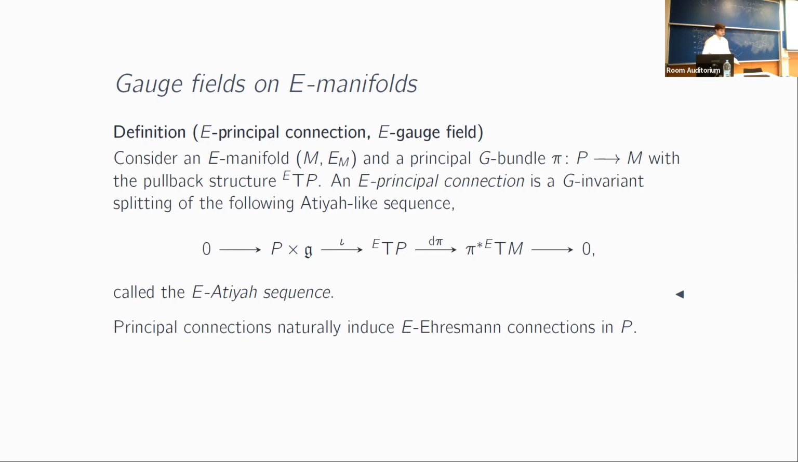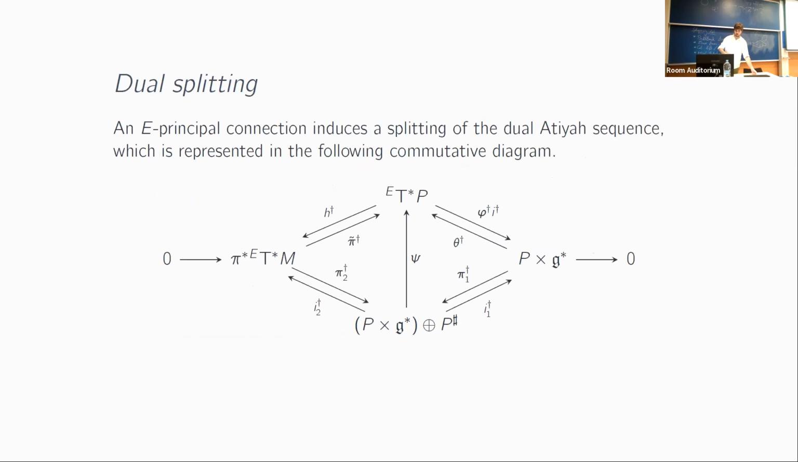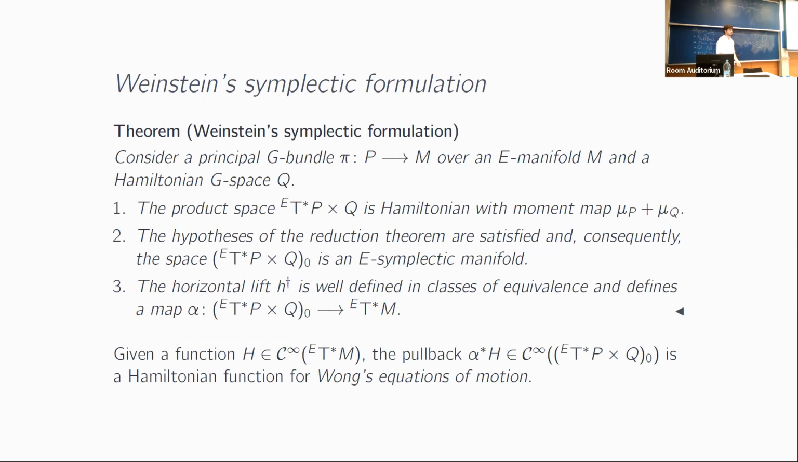And with this, we basically have this piece of the diagram, because using local normal coordinates, we can show that there exists a version of the splitting lemma for E-manifolds with considering the pullback structure. So now we are interested in the dual splitting, and in particular in the dual of the horizontal lift, which will be the one giving us this map to pullback. And then we can generalize Weinstein's symplectic formulation of Wong's equations in gauge theories.